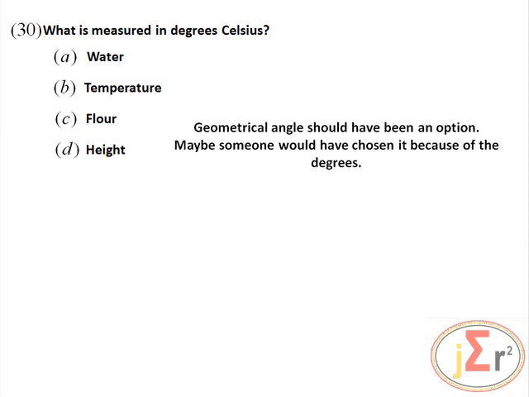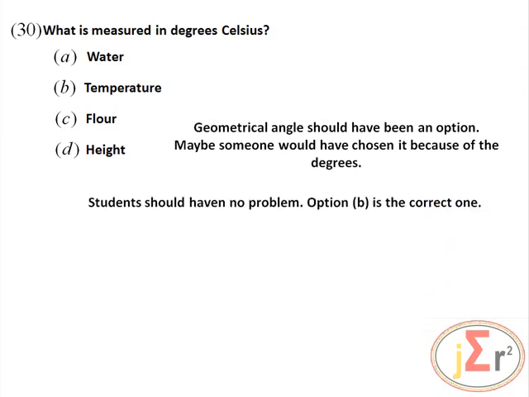temperature. Okay. Geometrical angle should have been an option. Maybe someone would have chosen it because of the degrees. Right? But geometrical angle is not an option here. So no option here should be too much of a distractor to you. It says degrees Celsius, so students should have no problem. Option B is the correct one, which is temperature, right there.